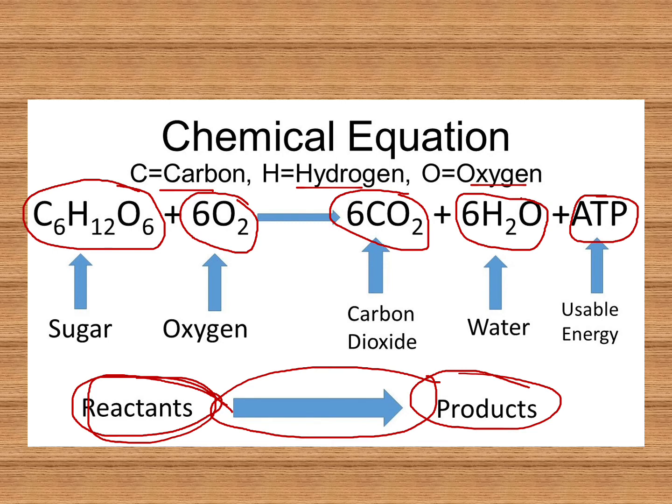Clear? So what are the reactants in aerobic respiration? The reactants in aerobic respiration are glucose and oxygen. What are the products formed during aerobic respiration? Carbon dioxide, water, and energy.